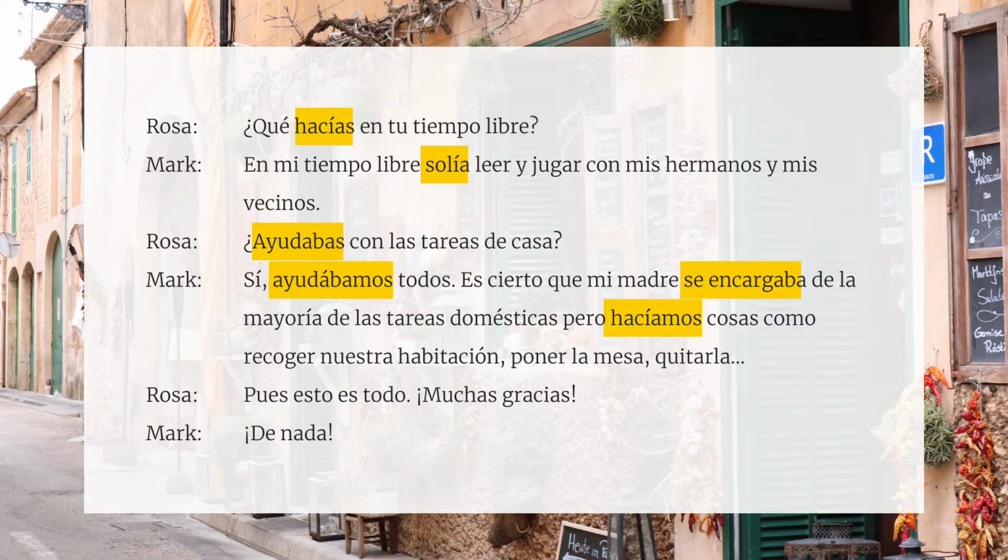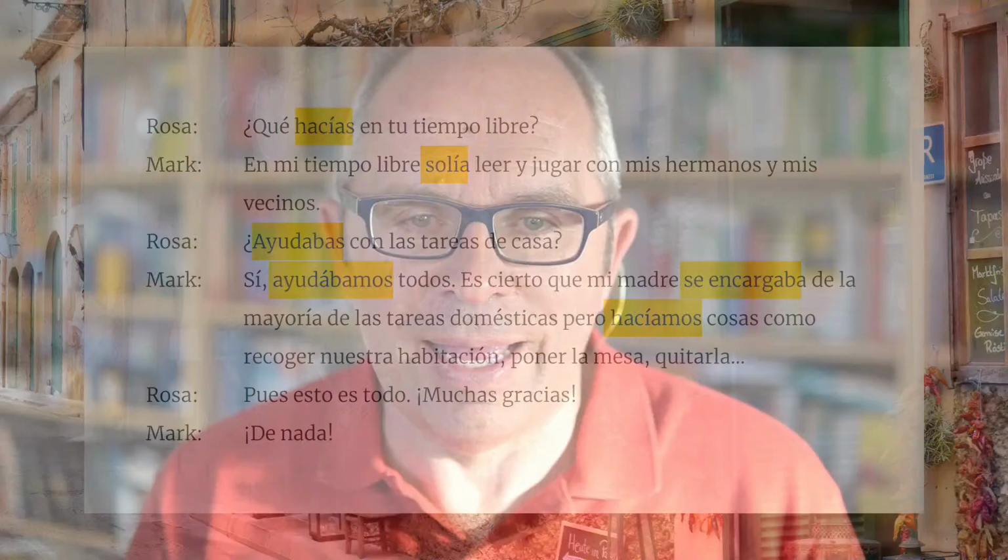And then Rosa finishes off, "pues esto es todo," that's everything, "muchas gracias," and I say "de nada." So there we have our conversation. Now that, as I say, is a conversation taken straight from our module on verbs, mastering verbs, the tense mastery, we call it in the masterclass.